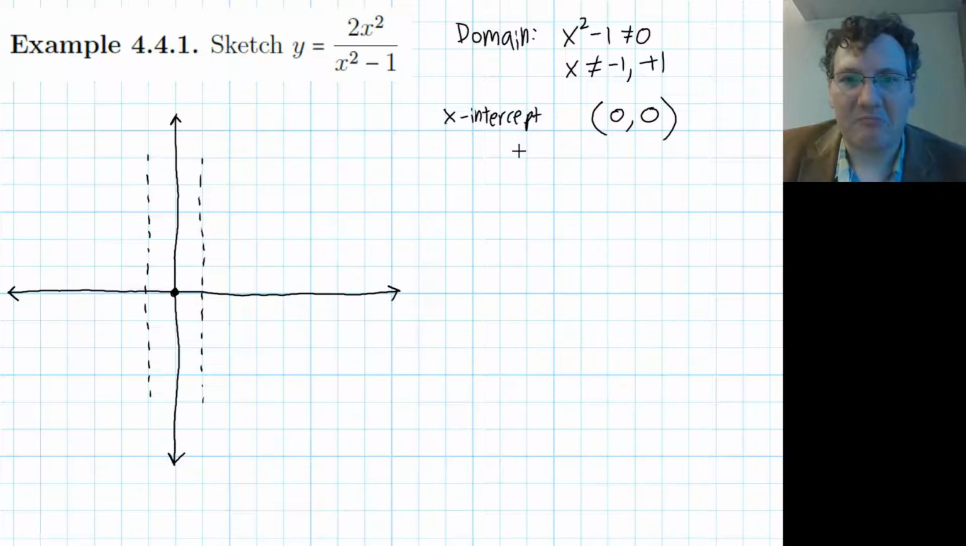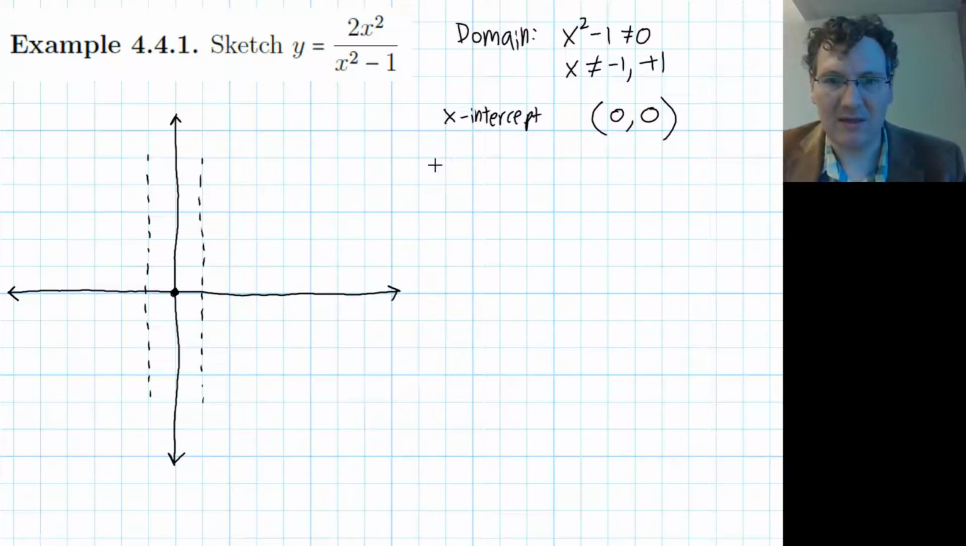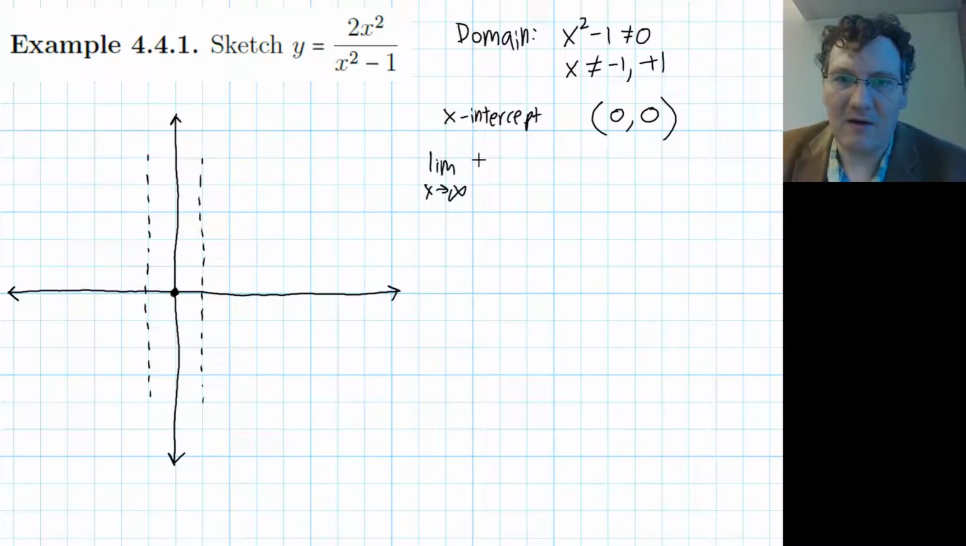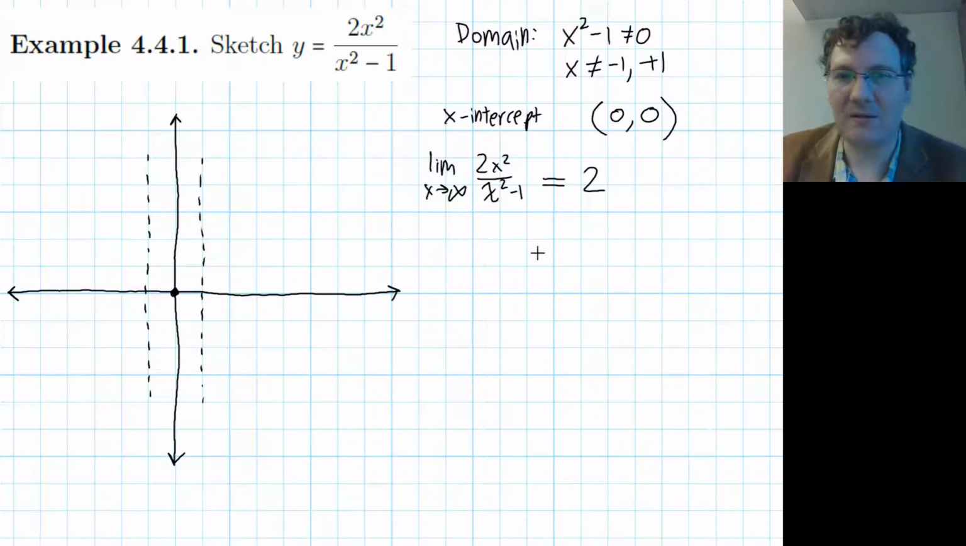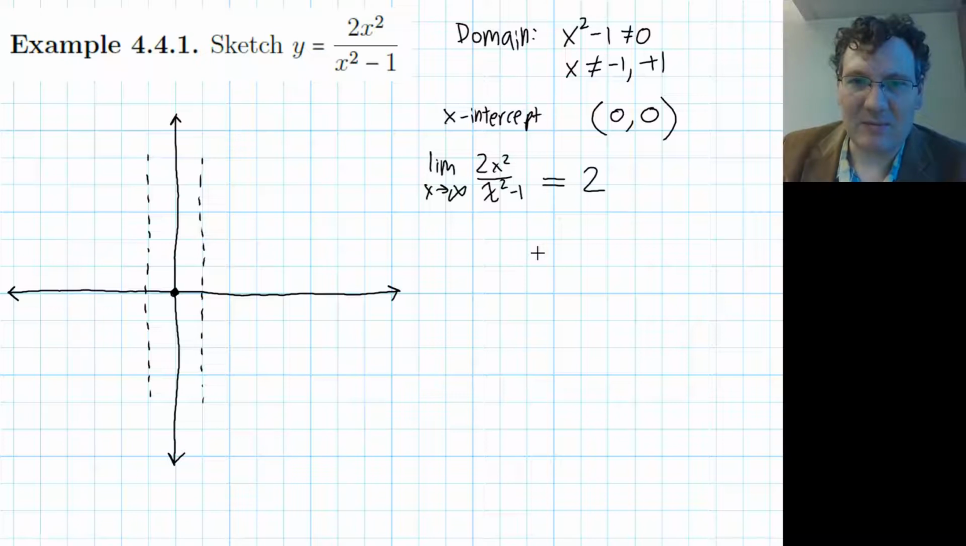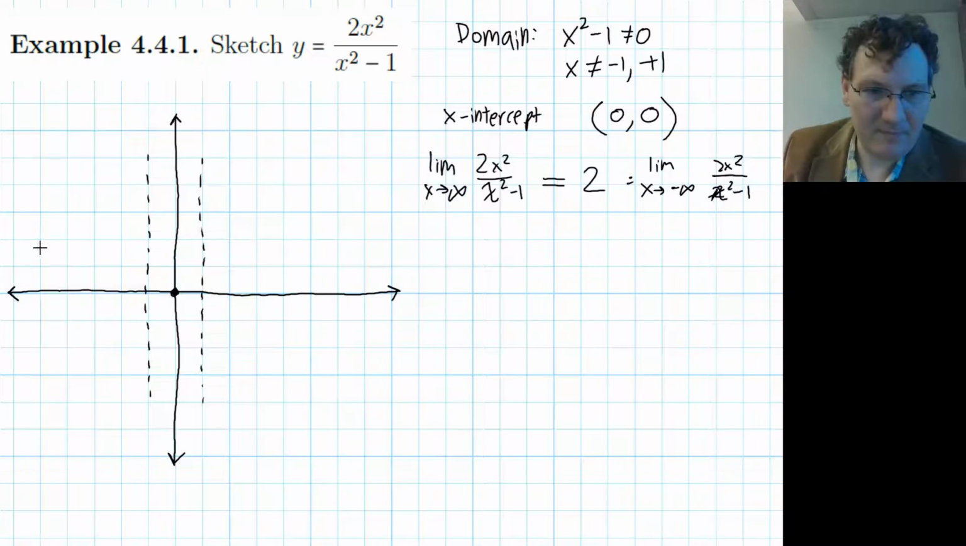Now let's put the horizontal asymptotes in. The limit as x goes to infinity of 2x squared over x squared minus 1: when x gets really, really big, this is going to 2. You could use L'Hopital's rule, or you could just remember that the degree of the polynomial in the numerator and the denominator are both degree 2, so you just look at the ratio of their leading coefficients. The same thing goes for the limit as x goes to negative infinity of 2x squared over x squared minus 1.